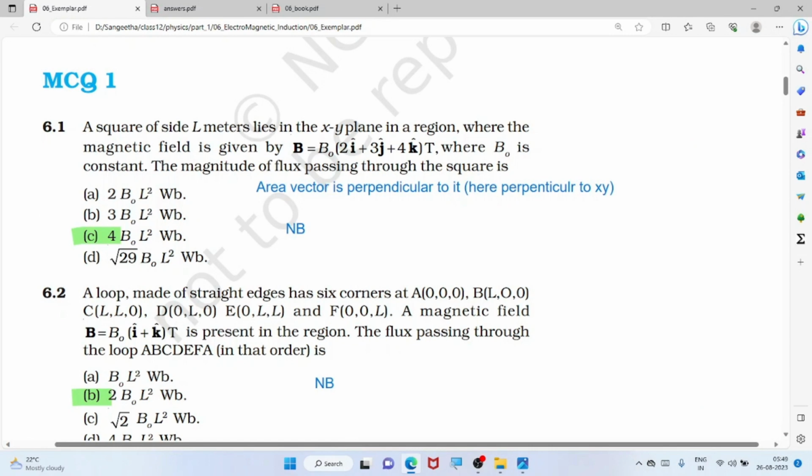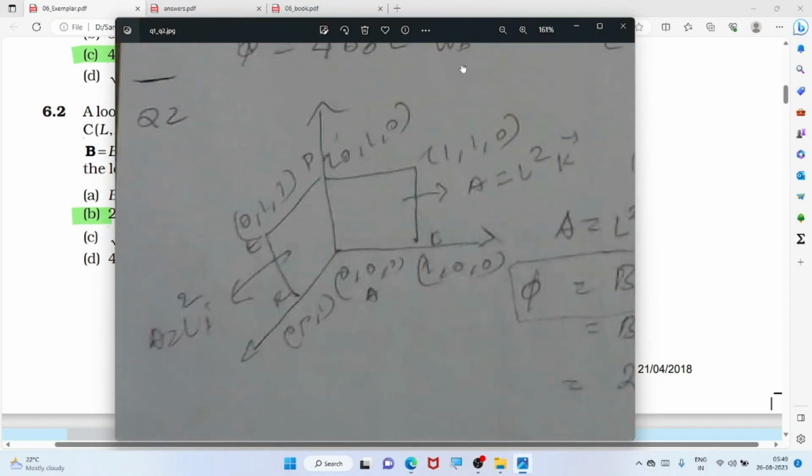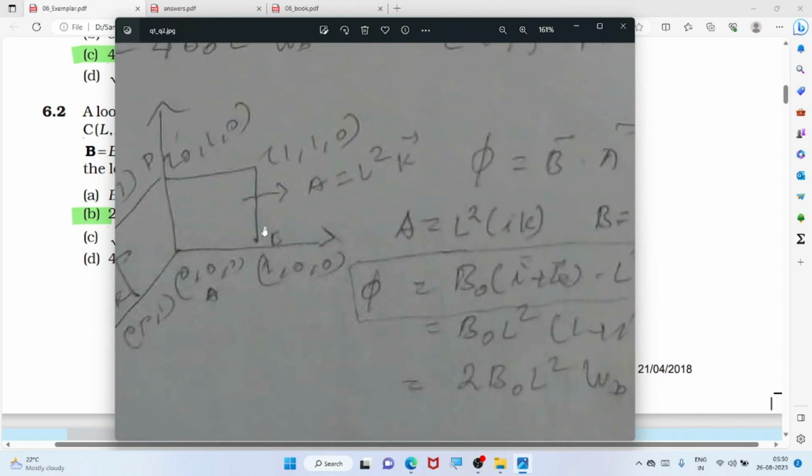So this is a loop made up of straight edges. These are the coordinates. A magnetic field is present in the region. We need the flux passing through the loop. Again we have to use the same formula; here only the area computation we have to take care of. These are the coordinates given. This is the area, so the area is this much, L square, this i k.